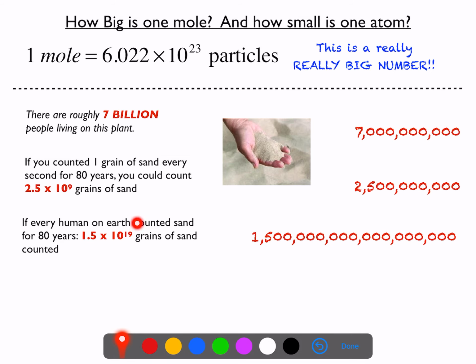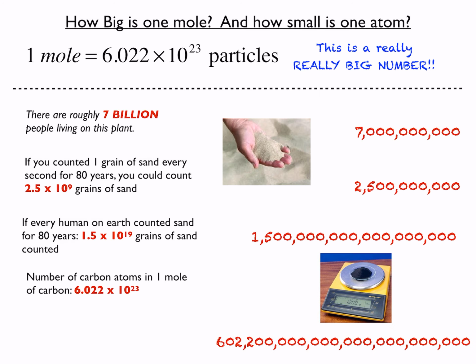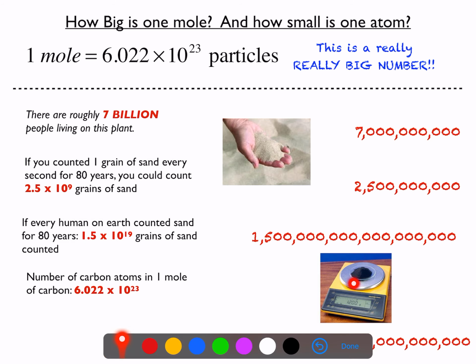But notice, this is 10 to the 19th. This is still 4 orders of magnitude smaller than 1 mole. This is still less than 1 mole. If we were to write out 1 mole, it would look like this. That 1 mole, 6.022 times 10 to the 23rd, is an enormous number. And all of that can be contained in a small amount. So here's 1 mole of carbon, 12 grams of carbon, shown here. And we have 6.022 times 10 to the 23rd atoms making that up.